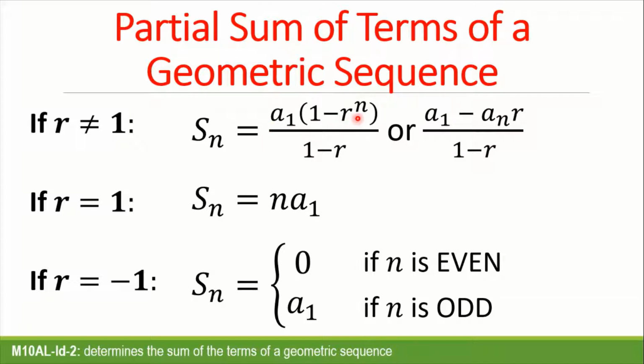n is the position. If r is equal to 1, we use S sub n is equal to n times A sub 1. And if r is equal to negative 1, we have S sub n is equal to 0 if n is even, and equal to A sub 1 if n is odd. Now, para mas maintindihan kung paano i-apply yung mga given formulas, let's have the following examples.